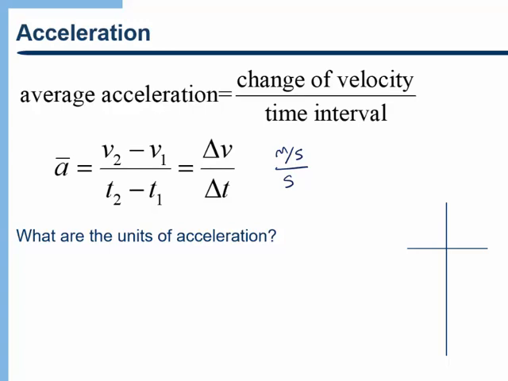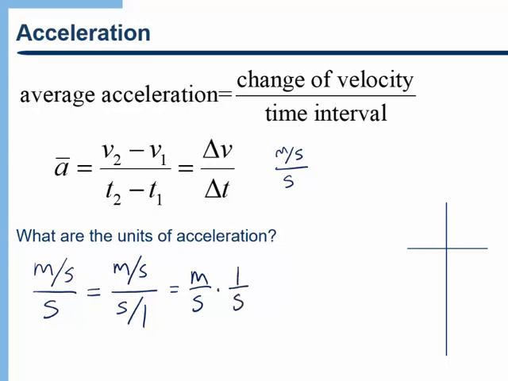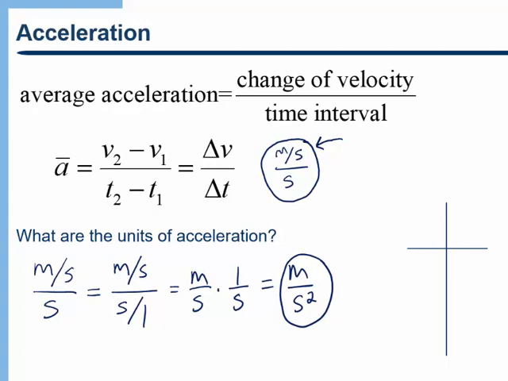Now, it turns out there's a shorthand way we can write that. If we write meters per second divided by seconds, and now we do some fraction work here, we could rewrite that as meters per second divided by seconds over 1, or meters per second times 1 over seconds. You'll notice that we get meters per second squared. So usually when we write acceleration, we use the units meters per second squared. But I want you to always remember that that's simply a shorthand for this, because that's where the meaning is. Meters per second per second.